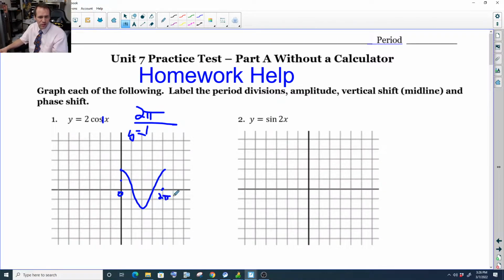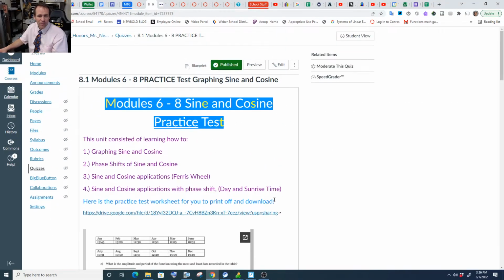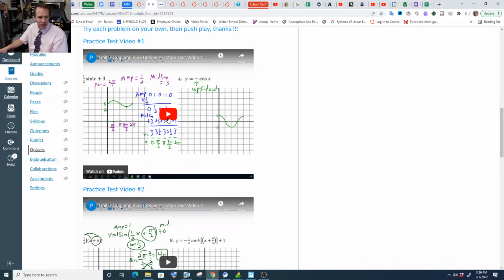And then half of 2 pi is pi. And half of pi is pi over 2. And there's our x-axis: pi over 2, 2 pi over 2, 3 pi over 2. So we labeled our x-axis. Our y-axis goes 1, up to 2, down to -1, down to -2. And then you're going to go and do problem number 1 and number 2, and then you're going to come back here and watch my video.